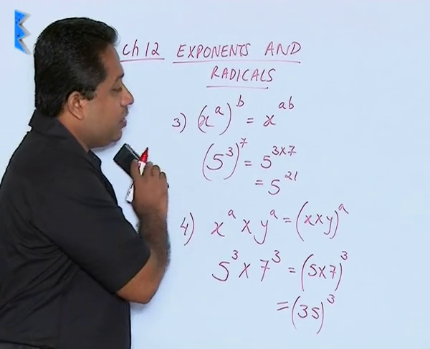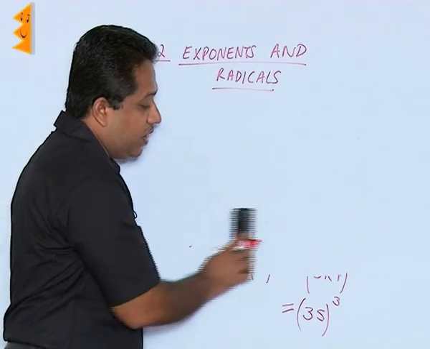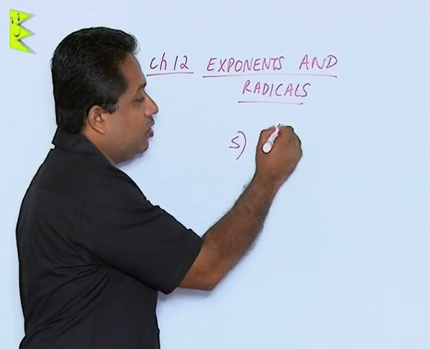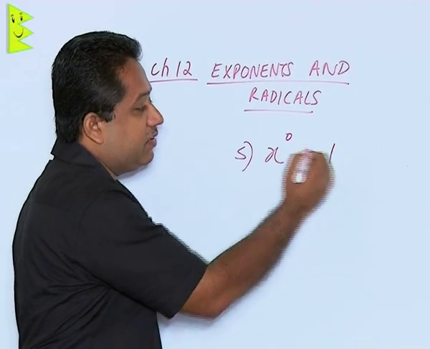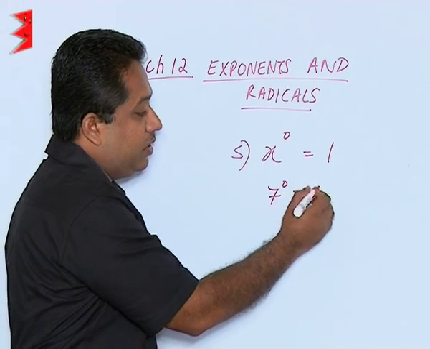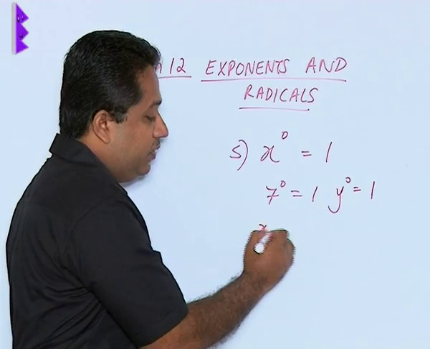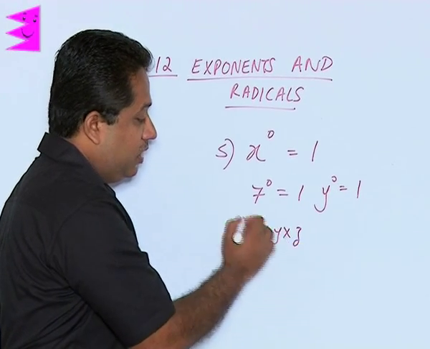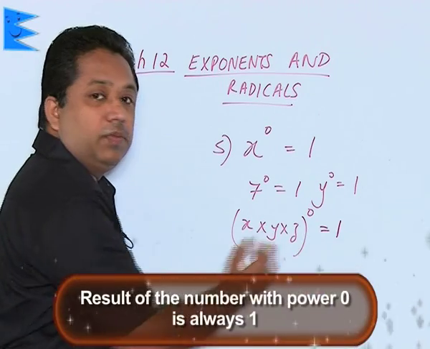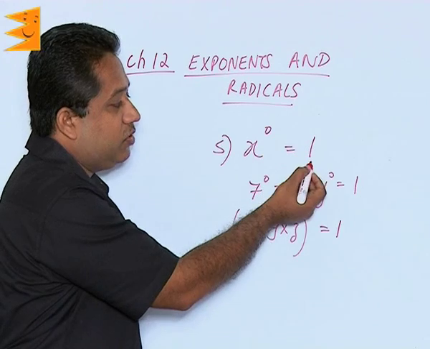Now, another rule which you have to remember is that any number to the power of 0 is 1. If we have x to the power 0, then the result is 1. Any number, 7 to the power 0 will be 1, y to the power 0 will be 1. Whatever the term, if the power is 0, then the result will be 1. So x to the power 0 is equal to 1.